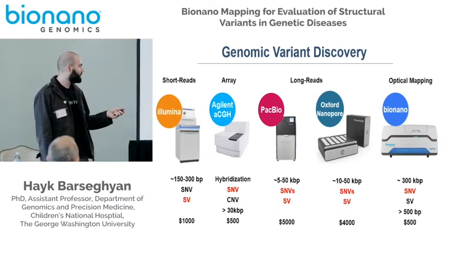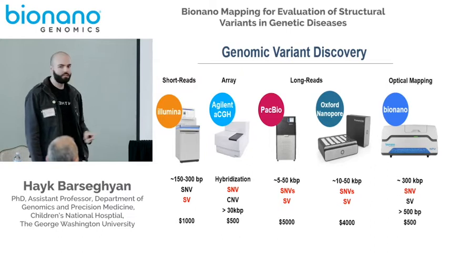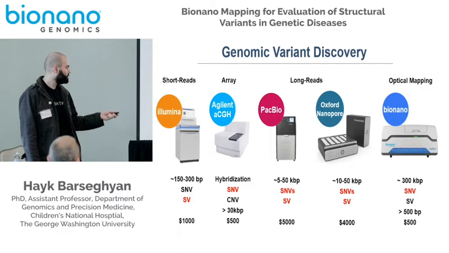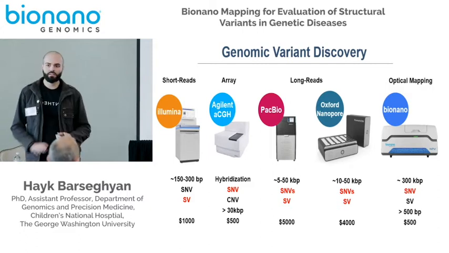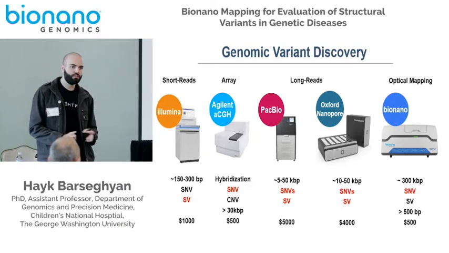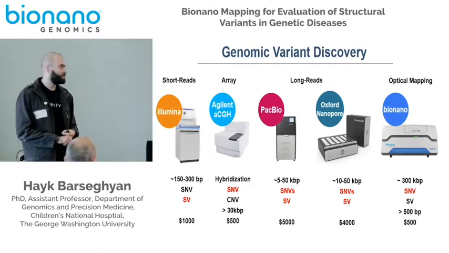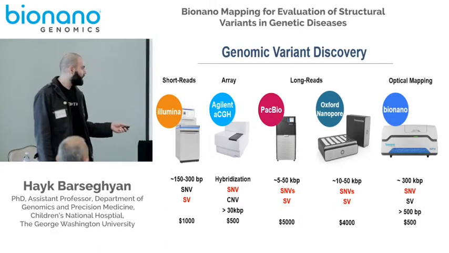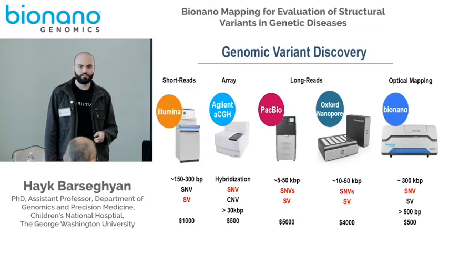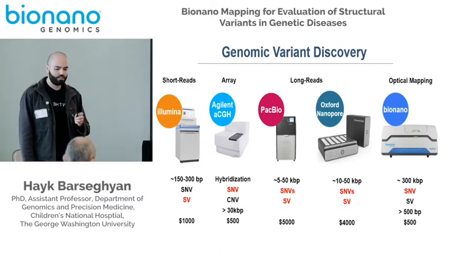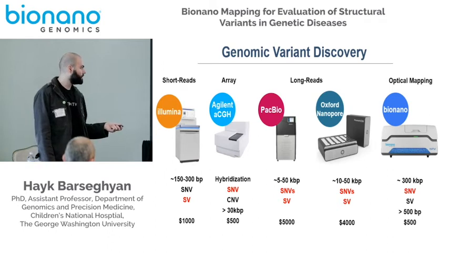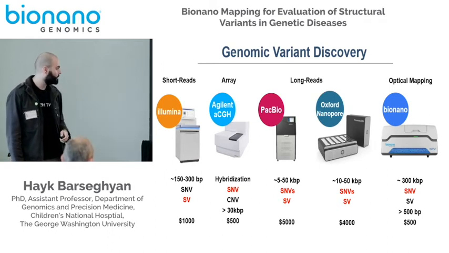So if we look at these 2 technologies primarily used in clinic and around the world, we see that for array-based applications, we can get anything that is gain of material, loss of material that is greater than, usually in the clinical realm, anything that is greater than 30 kilobase pairs is usually reported to a patient. And then Illumina sequencing is really good at identifying single nucleotide variants in common regions, in unique sequences, but not in the repetitive sequences. But when it comes to structural variant identification, it's not really good.